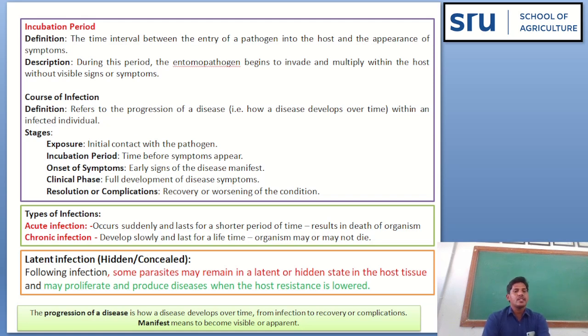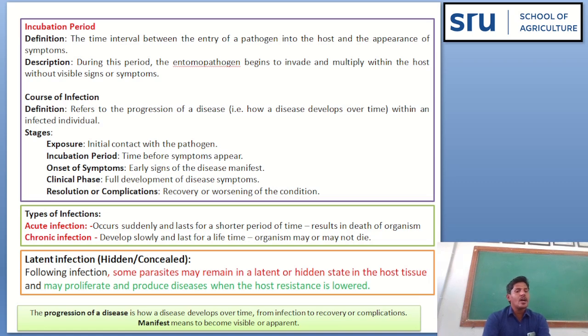Course of infection. Course of infection refers to the progression of a disease, that is, how a disease develops over time within an infected individual. The stages of the course of infection include exposure, incubation period, onset of symptoms, clinical phases, and resolution or complications. Infections are of two types, that is, acute infection and chronic infection.